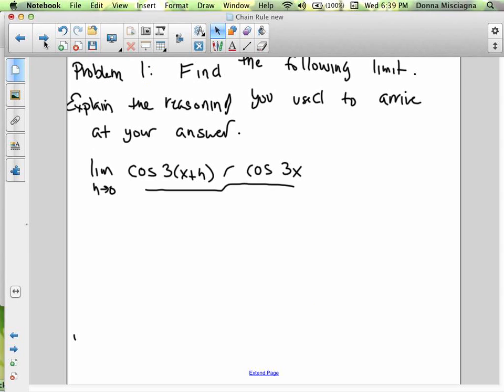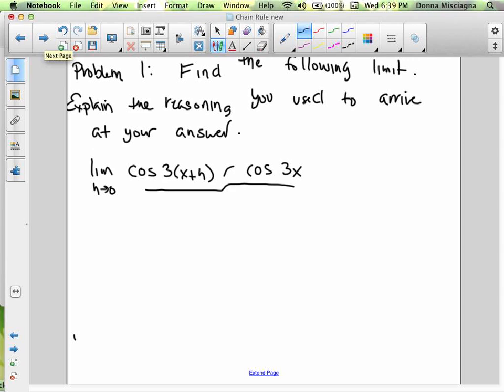Oh, I suppose we'll do this one because it's a really easy problem. It looks like it might be hard, but it's really not. So find the following limit, and this one's in the notes as well. Explain the reasoning. Boy, this must have been a bad day for the board. Some days the glitches are worse than others. That's a little better. Explain the reasoning you used to arrive at your answer.